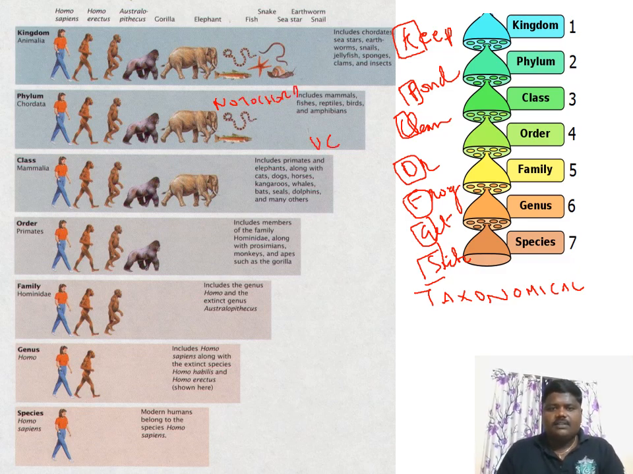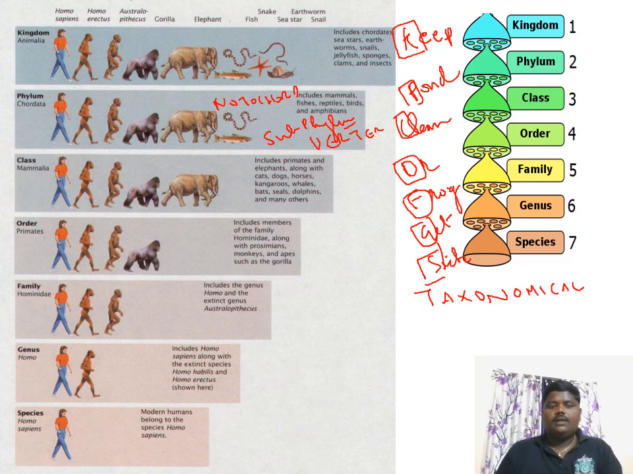Apart from that, we have vertebrates. So what's the difference between chordates and vertebrates? The subphylum of chordates is called vertebrata. The subphylum of chordates is called vertebrates. Moving on, we belong to a class called Mammalia.